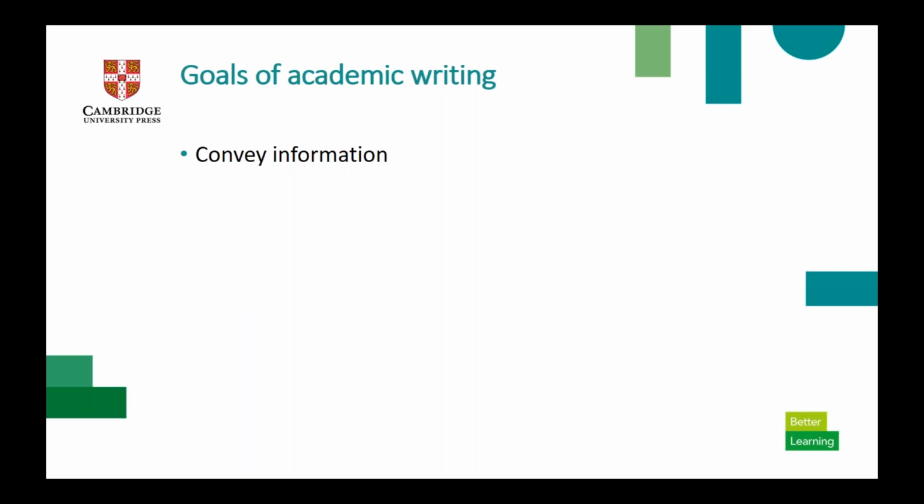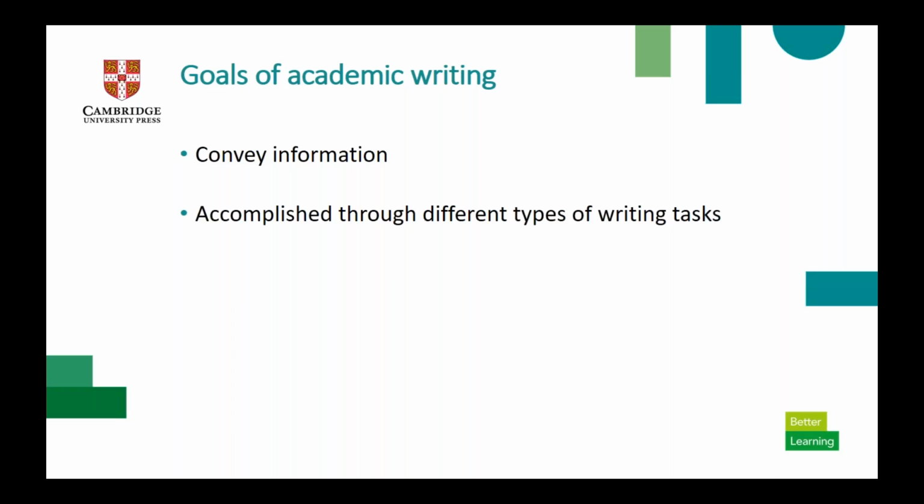It's a goal that sometimes we convey a lot of personal information in our blogs, or people have tweets and all sorts of things that are basically conveying more personal and interactional information. But in academic writing, we want to convey information that is not personal. It's more, I guess you could call it, informative information. And we accomplish academic writing through different types of writing tasks.